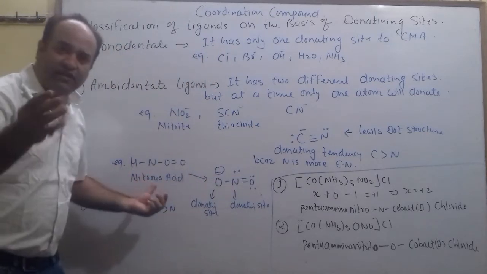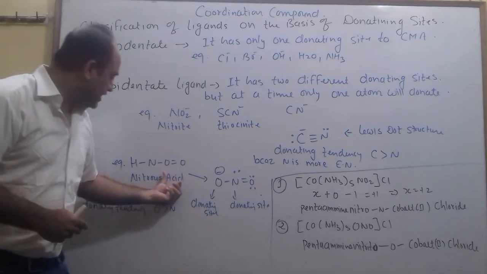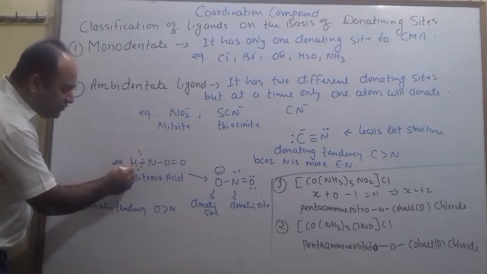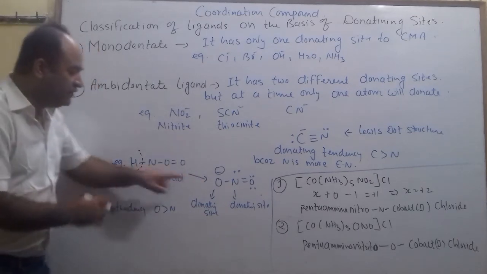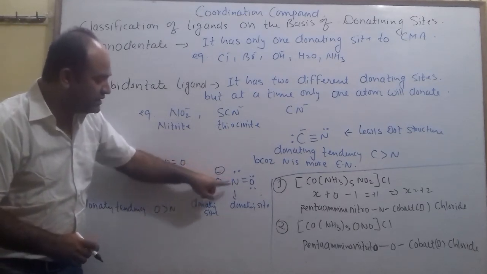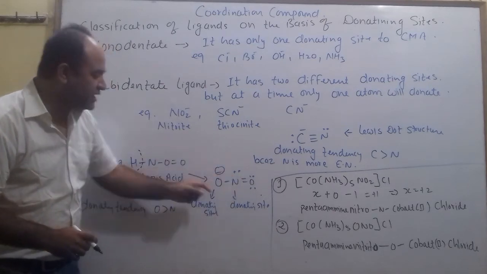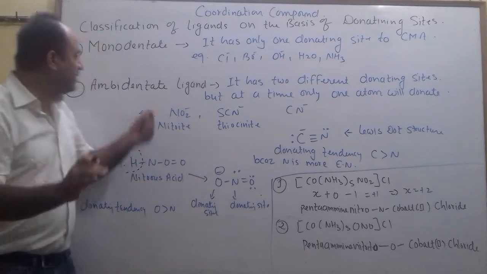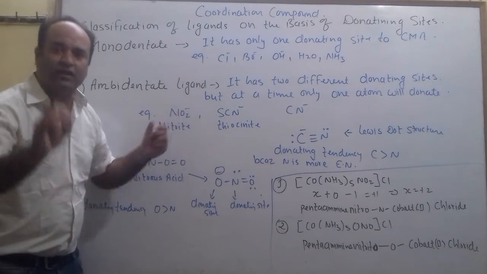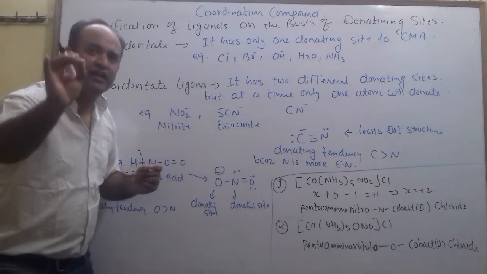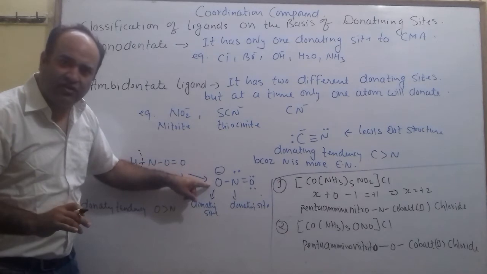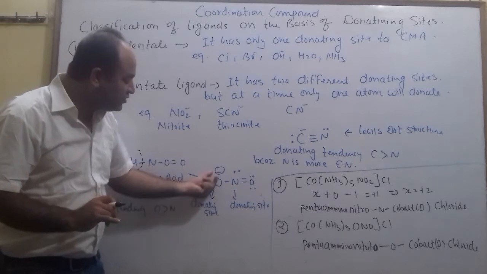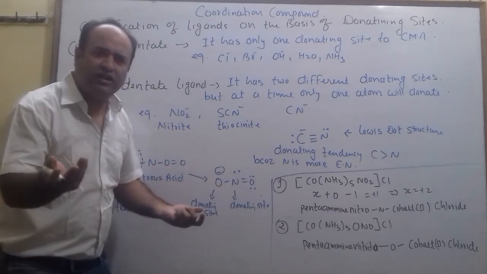Okay, let's take one more example: nitrous acid. Everybody knows the formula of nitrous acid, HNO2. Here, if you remove this hydrogen from here, we will get O minus and double bond O. In this case, oxygen and nitrogen both can donate electrons. But once again I am reminding you, it is an ambidentate ligand. At a time only one can donate electrons. So either oxygen will donate electrons or nitrogen will donate electrons. Here oxygen will donate electrons because it has a negative charge. Nitrogen can also donate electrons.